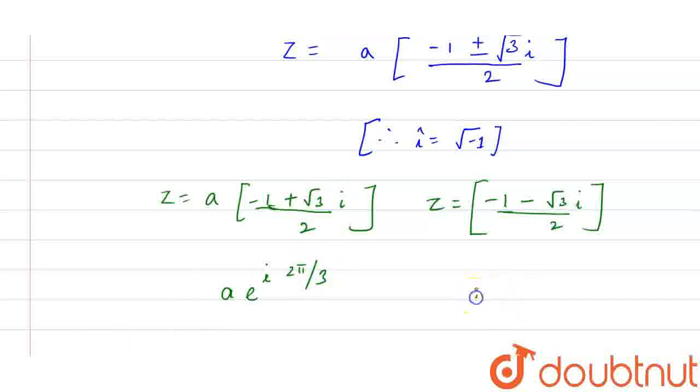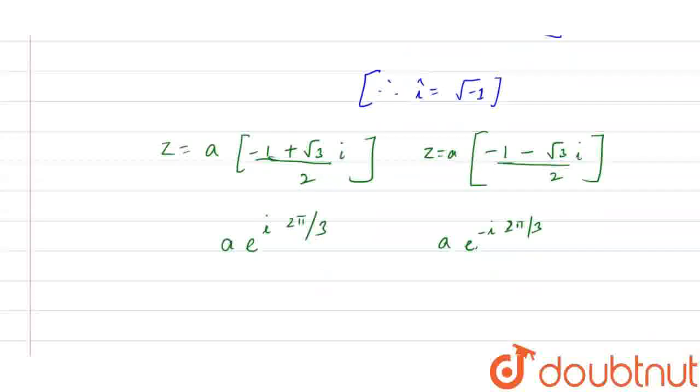And similarly we can write the other value as z equals a e power minus iota 2 pi by 3, because this is negative. Now, a is a real number, so the argument of a is 0. This is a real number, so the argument of a is 0.